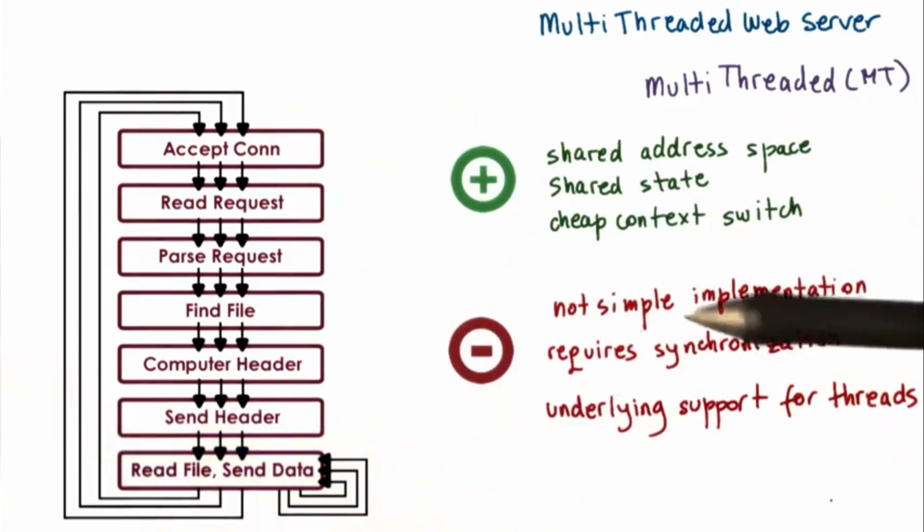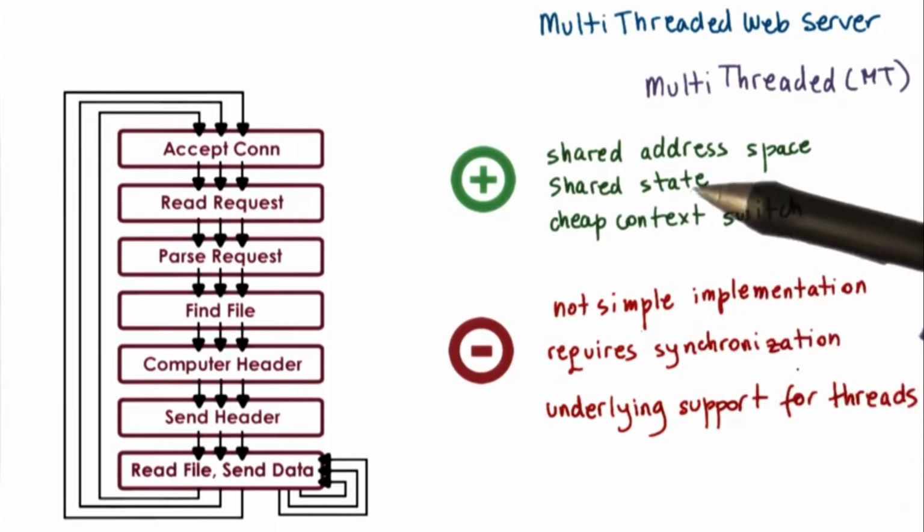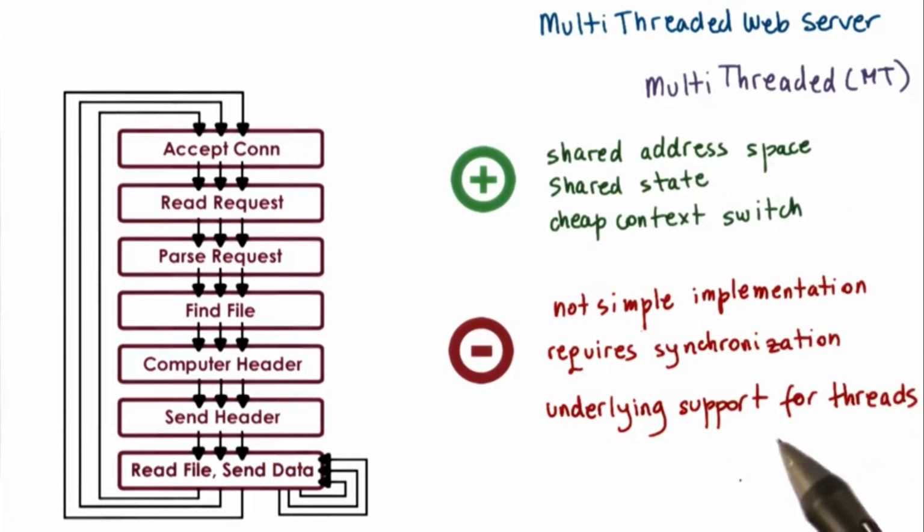The downside of the approach is that it is not simple and straightforward to implement a multi-threaded program. You have to explicitly deal with synchronization when threads are accessing and updating the shared state. And we also rely on the underlying operating system to have support for threads. This is not so much of an issue today. Operating systems are regularly multi-threaded, but it was at the time of the writing of the Flash paper, so we'll make sure that we address this argument as well in our explanation.